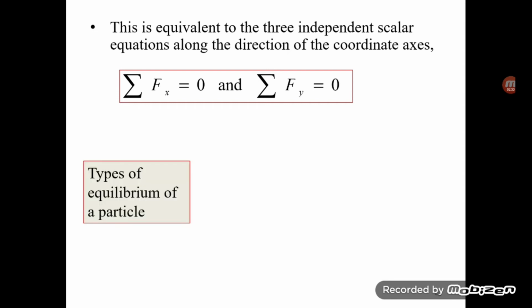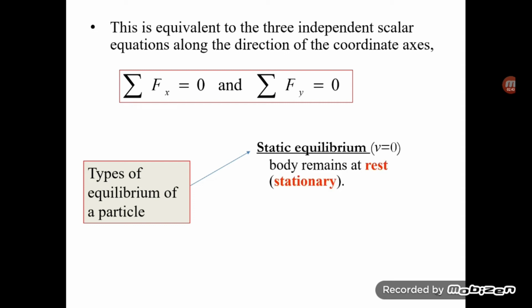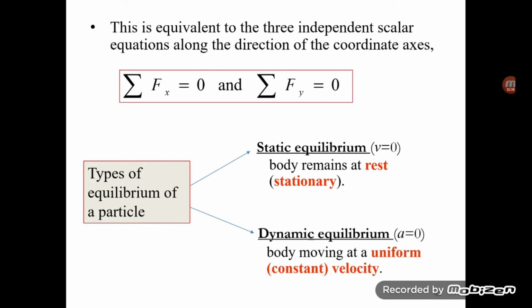Types of equilibrium of a particle we have: first, static equilibrium, meaning velocity is 0, the body remains at rest or stationary. Second, dynamic equilibrium, meaning acceleration is equal to 0, the body moving at a uniform velocity.